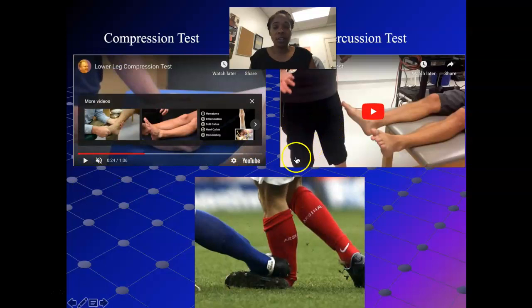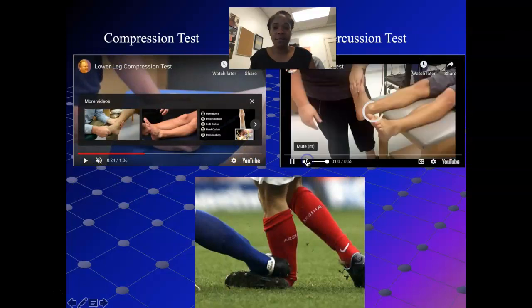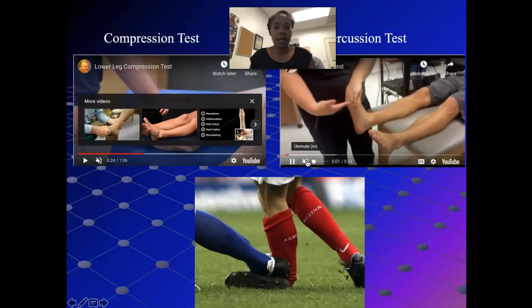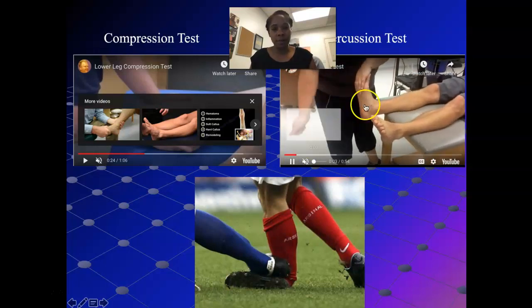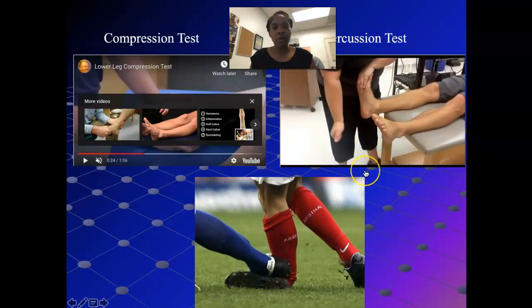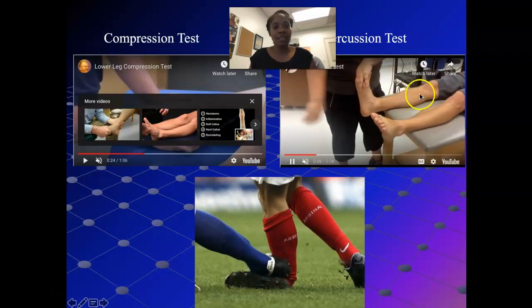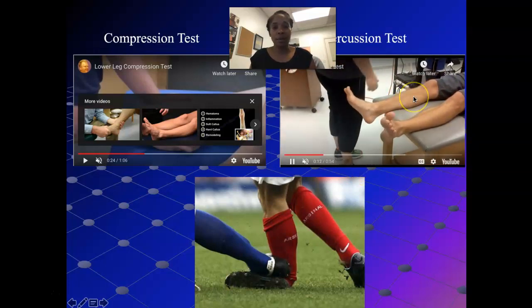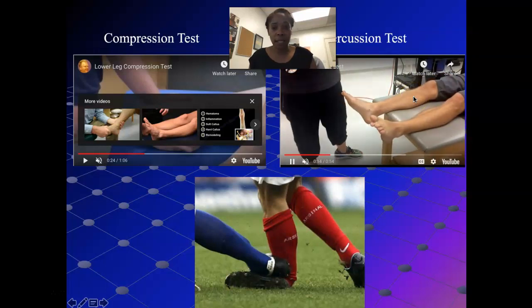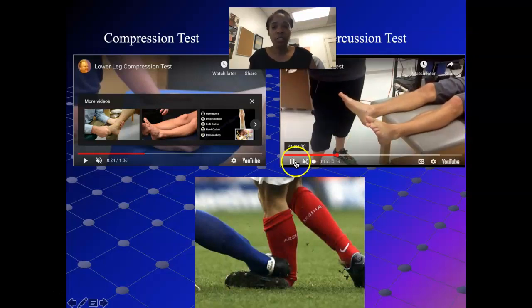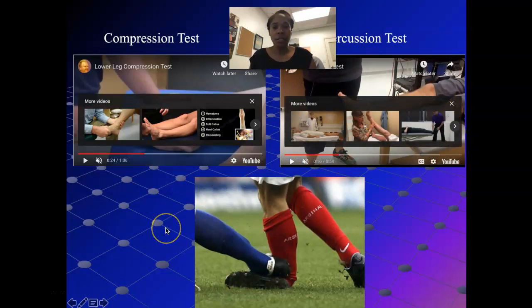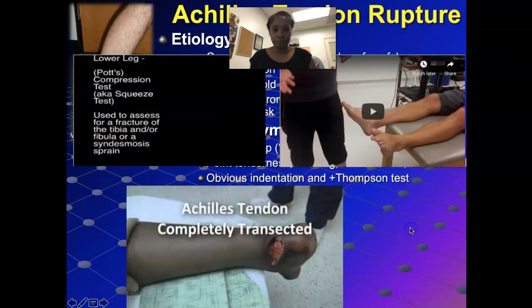The next test that you can use is the percussion test. So the percussion test is going to be right here. You're going to dorsiflex that foot. Do you see the dorsiflexion of the foot? And you're going to pound or bang on that calcaneus. You can imagine that that's sending vibratory forces up the tibia or the fibula. So that patient's going to complain of pain. So if you suspect a fracture of the tibia or fibula, these are two quick clinical tests that you can use to help you assess whether or not that patient has a fracture.